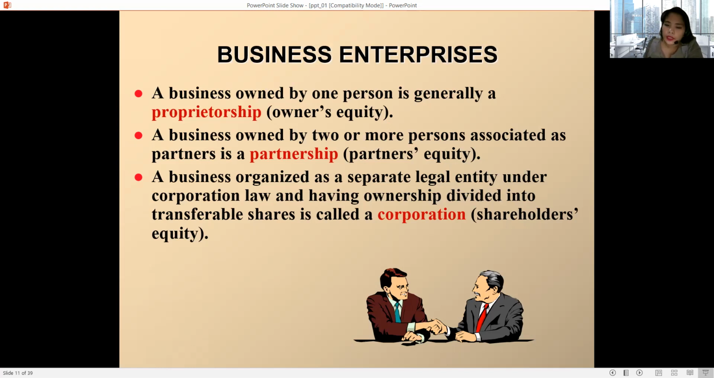Corporation naman is organized as a separate legal entity under corporation law and having ownership divided into transferable shares, which is called corporation or shareholders equity. Okay. A very good example of this is Jollibee, Jollibee Food Corporation, McDonald's, right? Pure Gold, diba? So basis dito ng ownership ay sa shareholder kasi may mga shareholder. For example, usually kasi kung sino yung pinakamataas na share sa company, siya yung CEO or Chief Executive Officer. Siya yung pinaka parang president ng company.